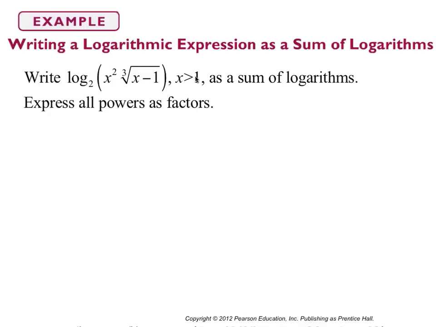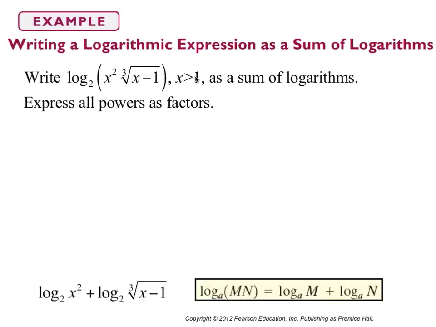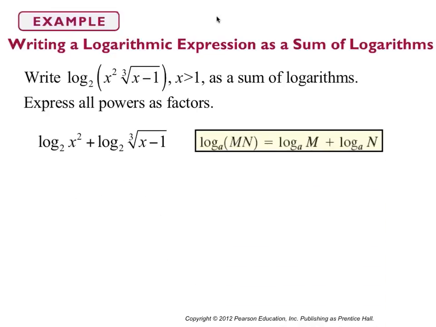So let's say we're given something like this, log base 2 of x squared times the cube root of x minus 1, and it tells us that x is greater than 1, and we want to write it as the sum of logarithms. Express all powers as factors. So anywhere we have a power, we want to write it as a factor. So the first thing that we notice is that we do have multiplication. We have x squared times cube root of x minus 1.